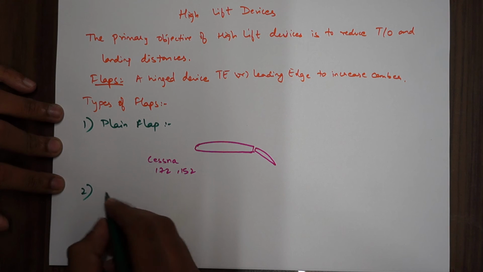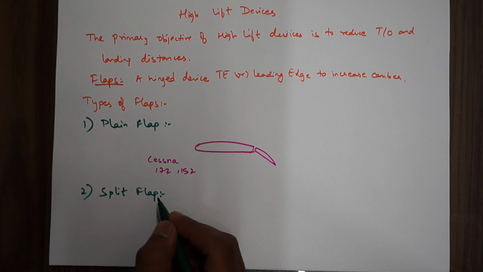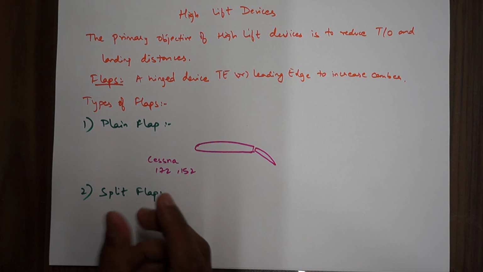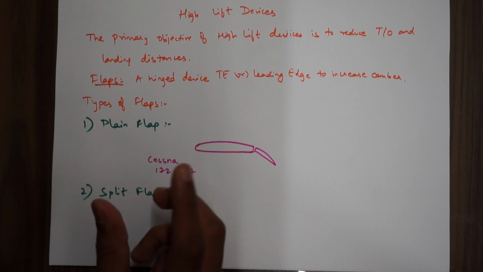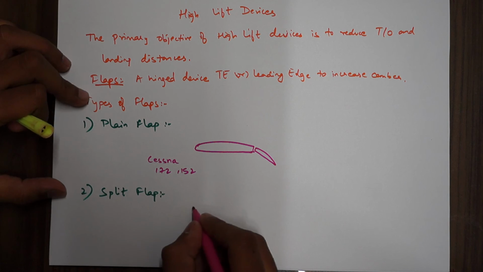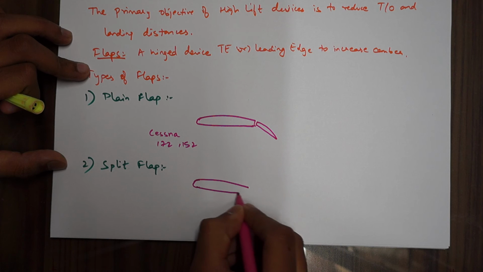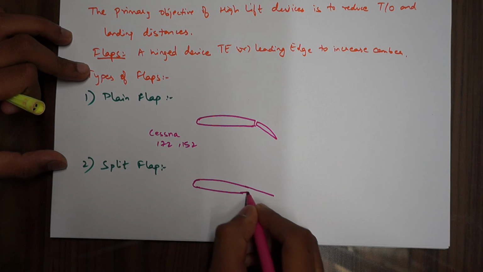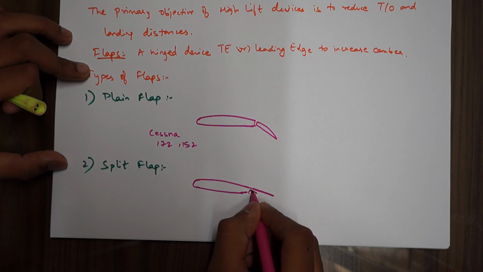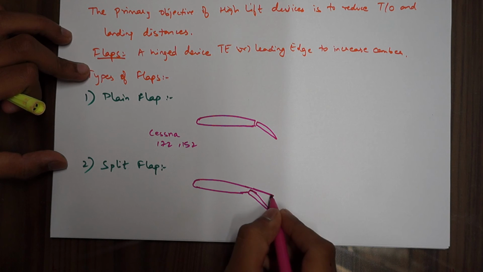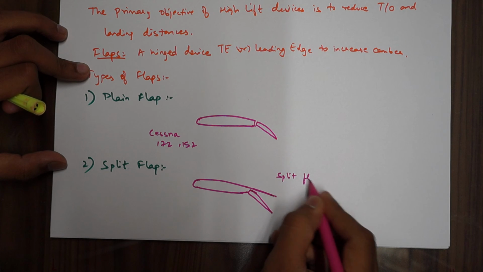Alright, second one is your split flap. It is something like this. Draw with the pink. So the aerofoil is like this. What happens in a split flap is the top surface remains there only, but a surface protrudes out of the lower part of the wing. This is called a split flap.